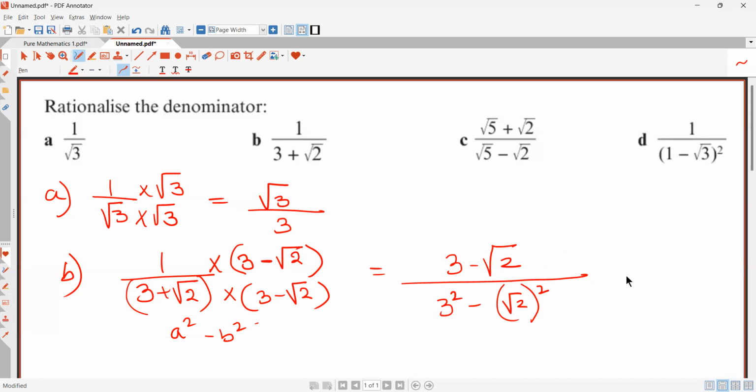Equals, again, 3 minus root 2 divided by, what is 3 square? 9. Minus 2. How much is the answer? 3 minus root 2 divided by 7. Is that understood? You can put this in your calculator and check whether you end up getting this answer or not.